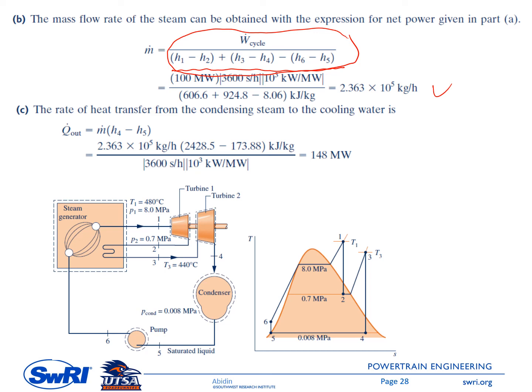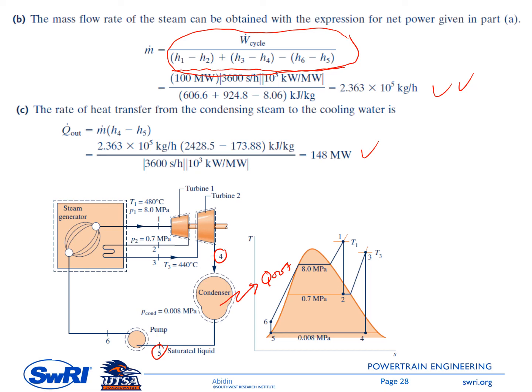5 kilogram per hour. And then question number 3 is the rate of heat transfer from the condensing steam to the cooling water. So this one, Q out. So Q out here is just m dot times H4 minus H5. So m dot is calculated in the second question, and we have H4 and H5. Then you should be able to calculate Q out here.